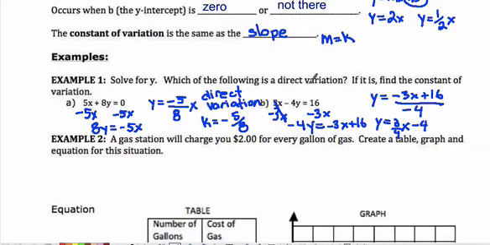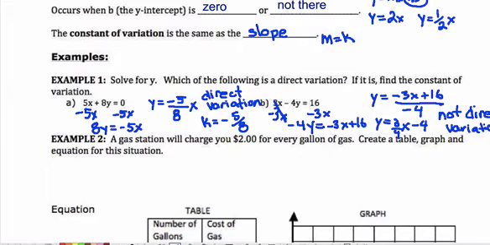All right, so is this a direct variation? No, it's not, because we have a b. So no, it is not a direct variation. Since it's not a direct variation, even though we have a slope here, we're not going to consider it the constant of variation because we do not have a direct variation. And the reason we don't, just to restate it, is because there is a y-intercept here.